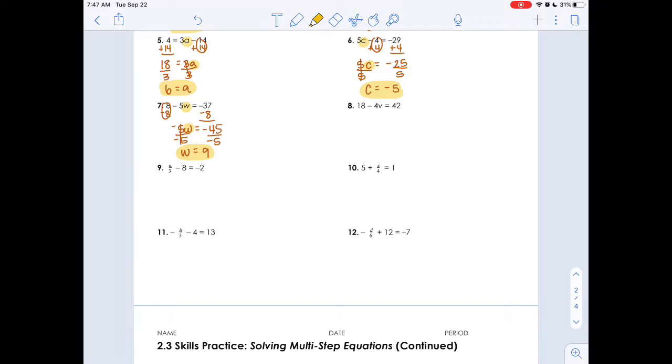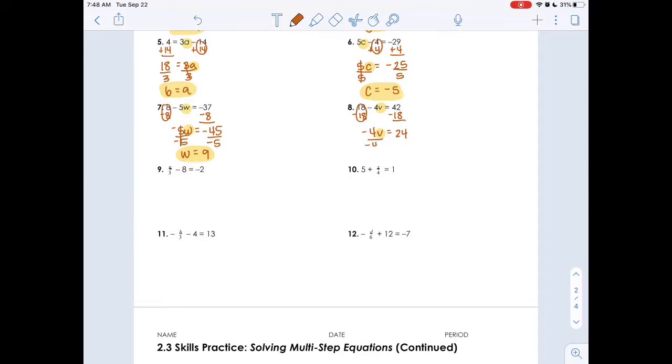You're going to try 8. 18 minus 4v equals 42. The variable here is v. In order to get it by itself, I'm going to first subtract 18 from both sides. 18 minus 18 is 0, leaving me with negative 4v. And then I have 42 minus 18, which is 24. To get the v completely by itself, I'm going to divide both sides by a negative 4. These cancel, giving me 1v. And then 24 divided by negative 4 will give me a negative 6.